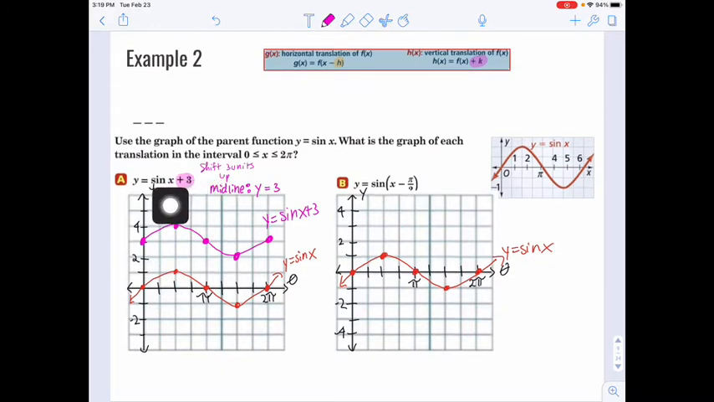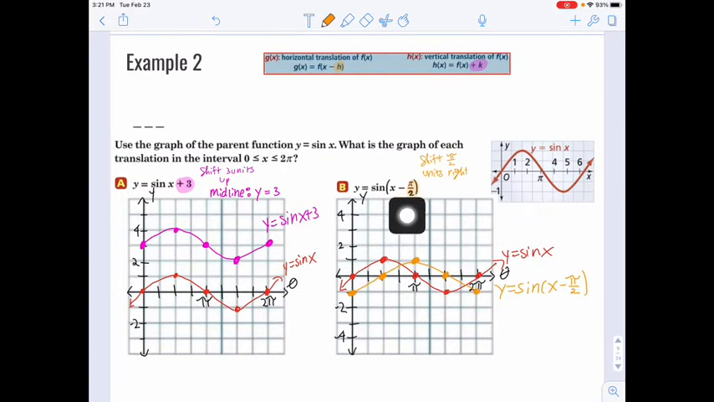Since we have sine of x plus 3, we are going to shift 3 units up, which gives us a midline of y equals 3. So all you have to do is take your points from y equals sine of x and count 1, 2, 3 for every single point. And since we're only looking at 0 to 2 pi, I stopped once we reached 2 pi. This gives us the graph of y equals sine of x plus 3 between 0 and 2 pi.